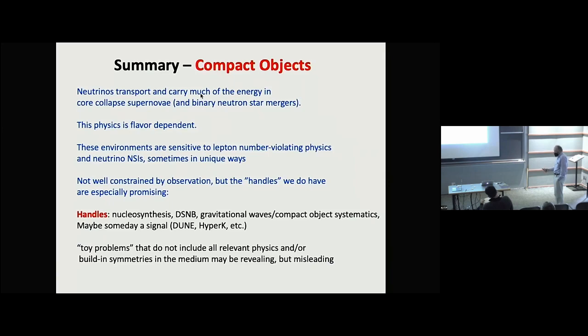Nucleosynthesis, the diffuse supernova neutrino background, the growing body of insight and evidence on gravitational waves and compact object systematics, maybe someday a signal. And an overarching feeling that I have is that toy problems, which we do a lot in this field because that's all we can calculate, that do not include all the relevant physics or built-in symmetries in the medium may be revealing of interesting phenomena, but misleading about what happens in nature.